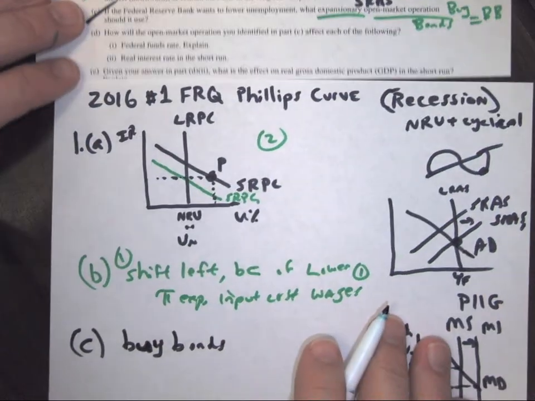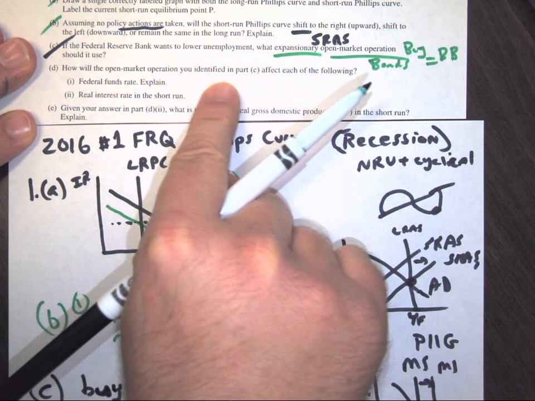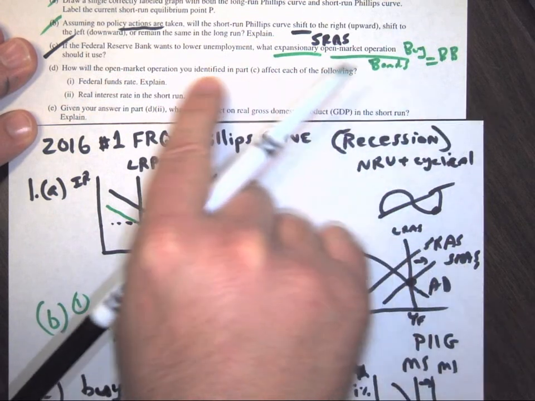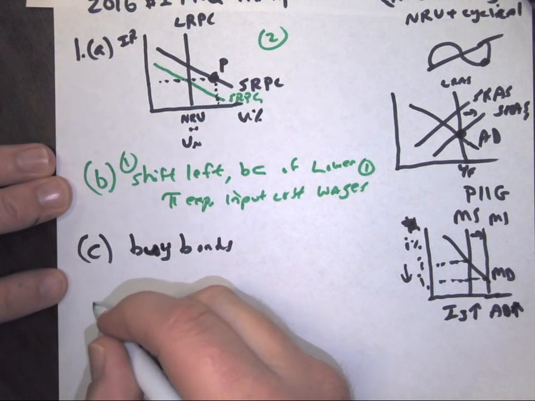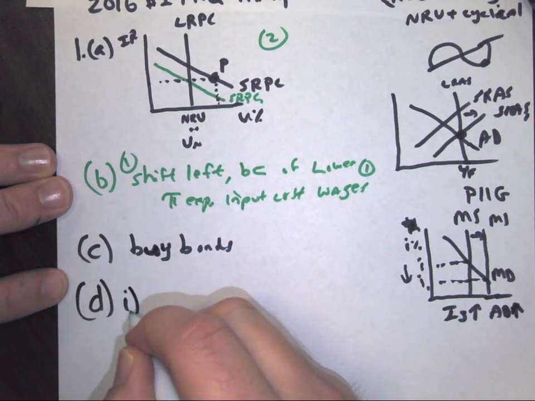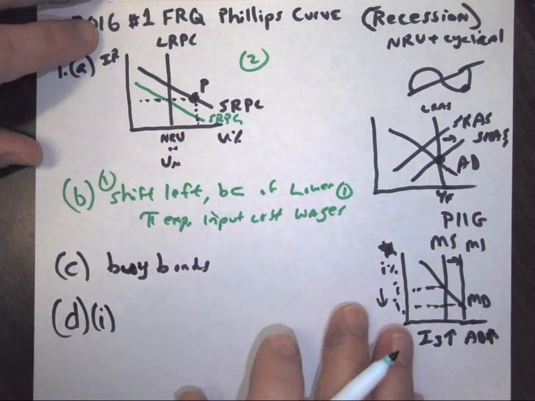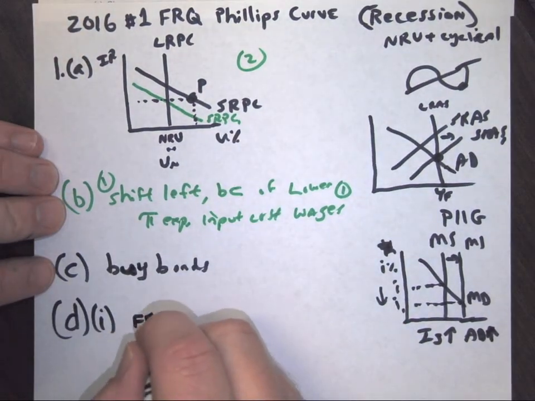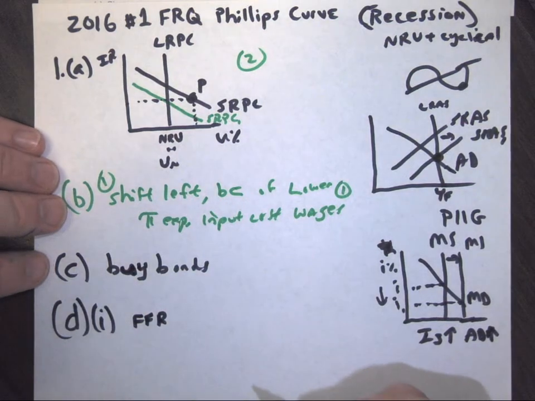All right, good. Now, part D. How will the open market operation you identified in part C affect each of the following? The Fed funds rate and explain. Okay, so now I'm going to just draw it like they asked me to, D and I. So what is that going to do to the Fed funds rate? Well, the Fed funds rate is the rate at which banks borrow money from each other. So it's still a loan rate.